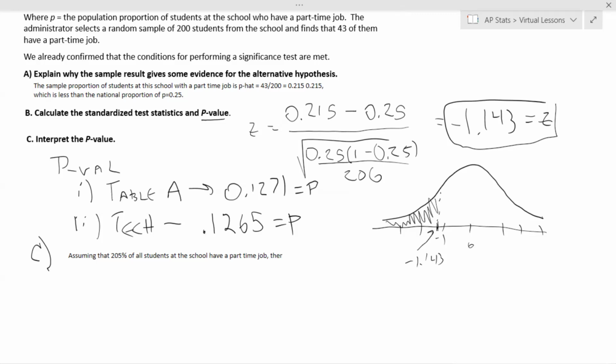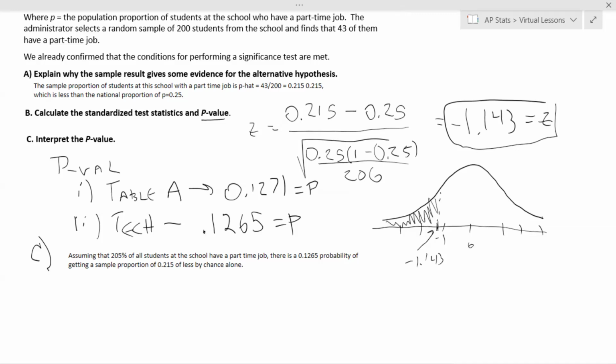There is a 0.1265 probability of getting a sample proportion of 0.215 or less by chance alone.